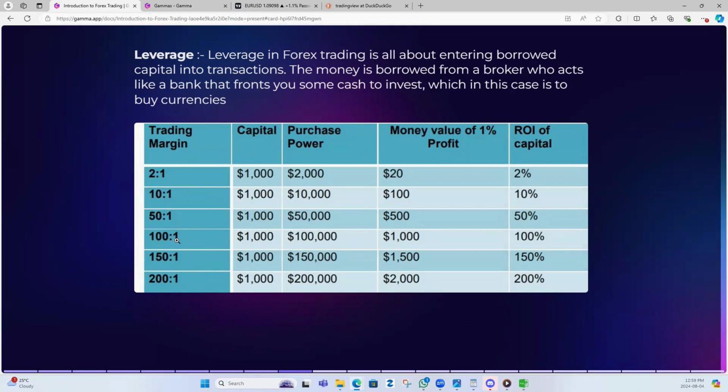So a broker that offers 100 to 1 leverage, meaning if you have $1,000, you can buy currency worth $100,000, which is equal to 1 standard lot. Similarly, there are brokers that offer you 150 to 1, 200 to 1.